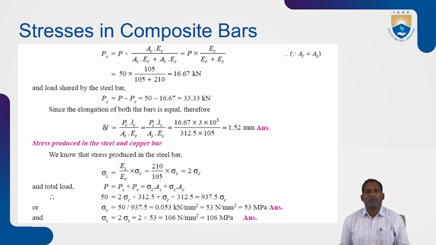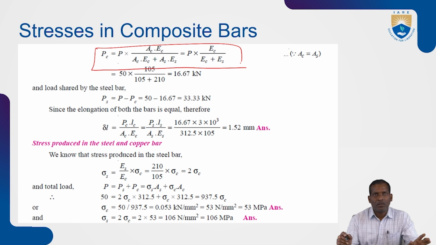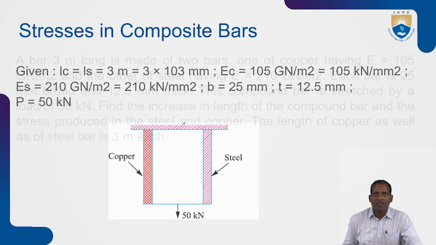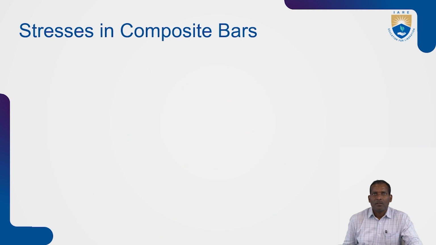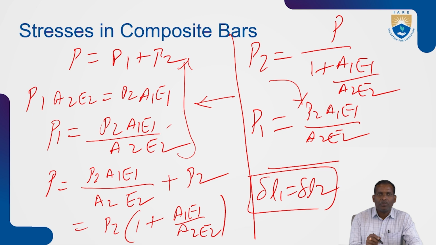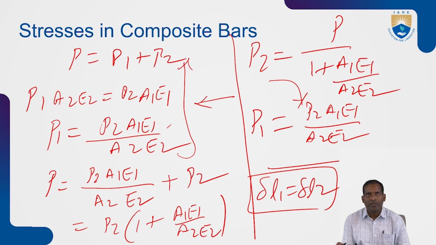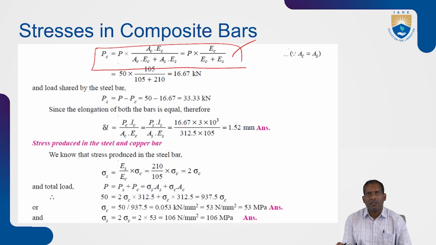Now use the previous relation for composite bars, which we discussed in previous slides. The copper load is equal to the total load into A1 E1 divided by A1 E1 plus A2 E2, that is P into EC by EC plus ES. We have already seen this in the theory part: P1 by P2 is equal to A1 E1 by A2 E2, and P1 plus P2 is equal to P. P1 is P by 1 plus A2 E2 by A1 E1. Simplify this and you will get this equation.